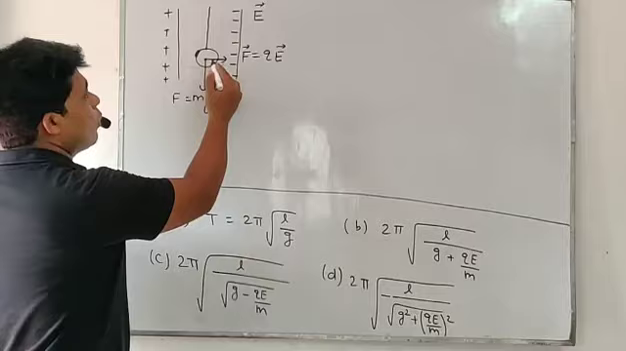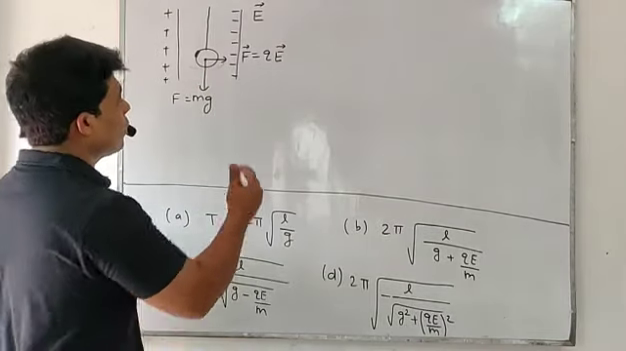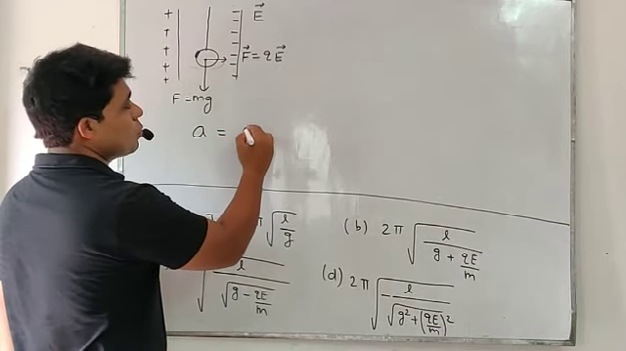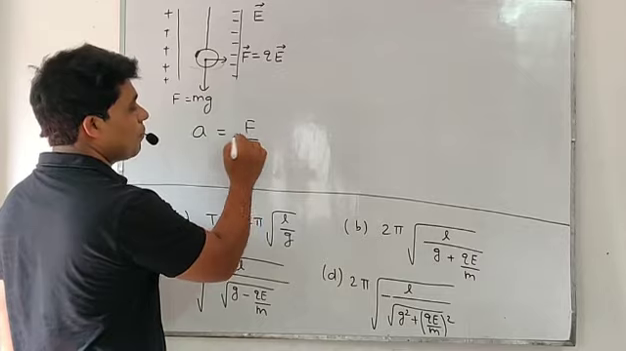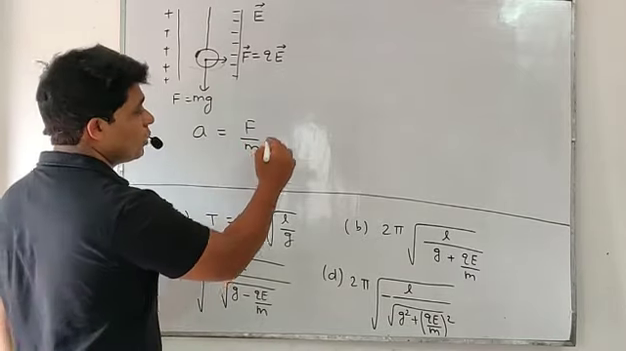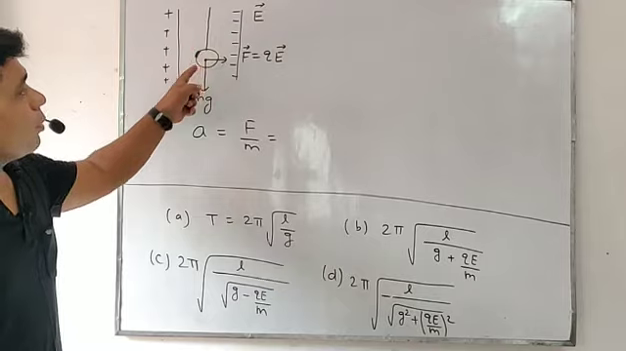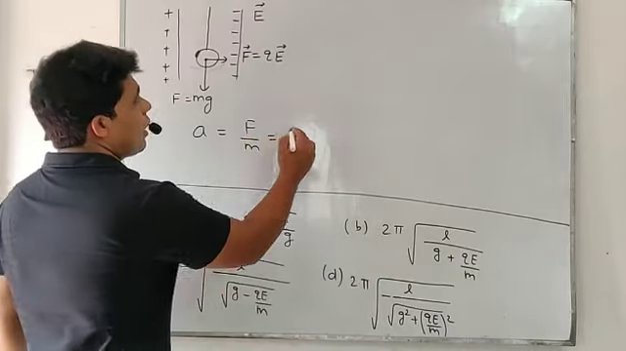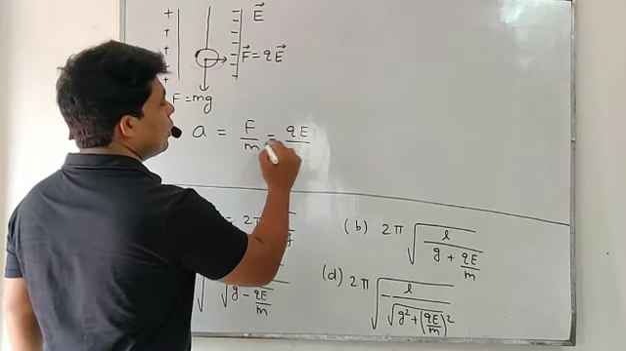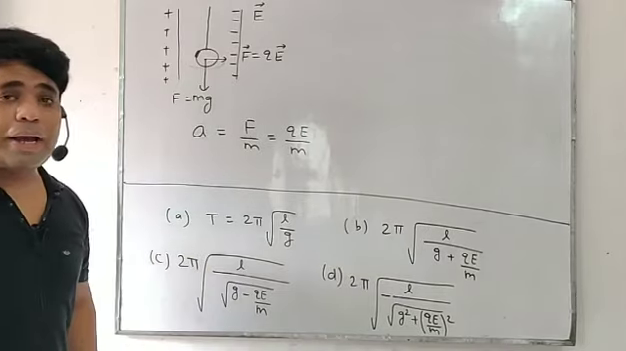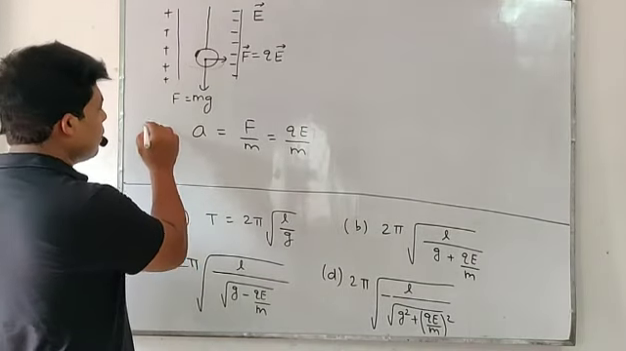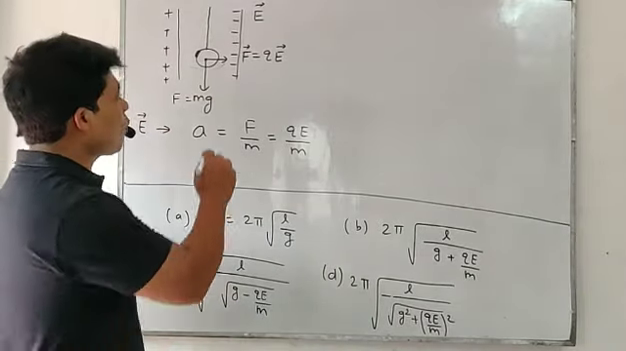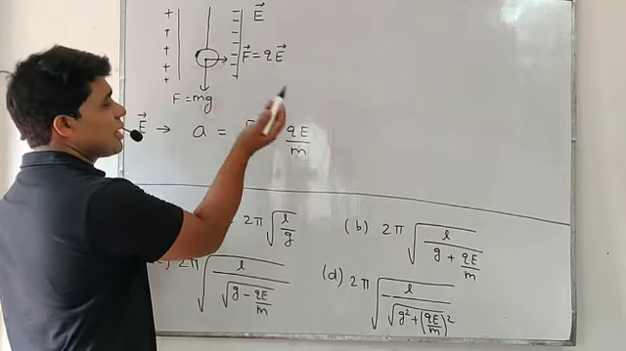Now students, the pendulum experiences two types of acceleration. First of all, acceleration due to the electric field around the pendulum, that is a equals force by mass. We know the pendulum experiences a force in the electric field, and that force is the electrostatic force. So F is replaced by QE, divided by m. This is the acceleration by the electric field. Another acceleration works downwards, that is gravitational acceleration.